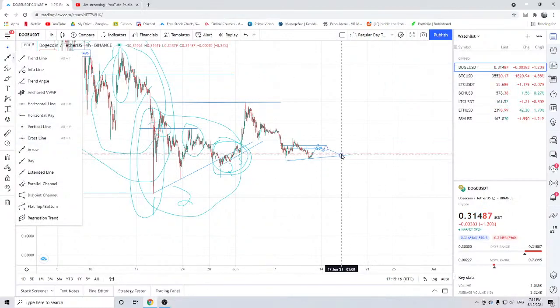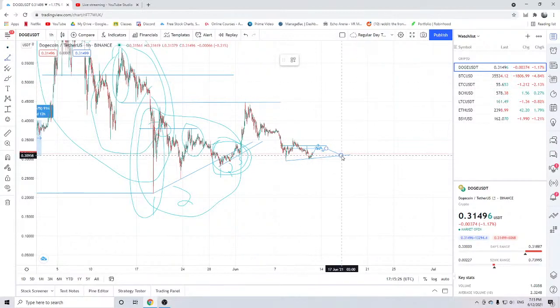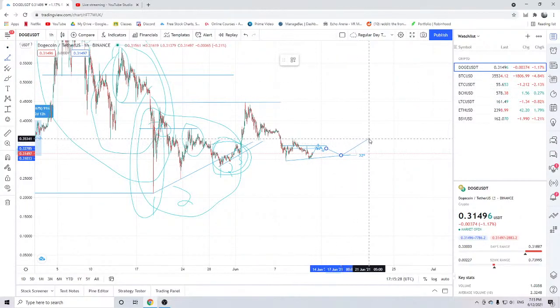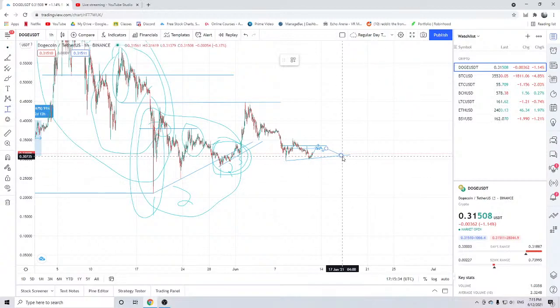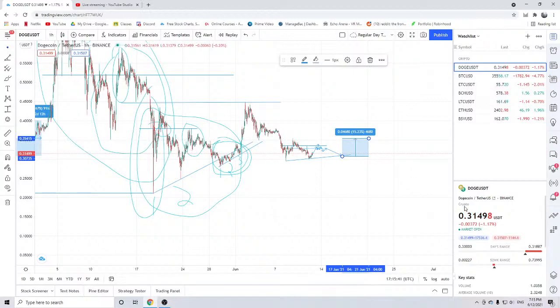So after it goes down kind of a lot, it's just going to kind of rally. No, not rally, just go sideways. And let me trend angle. And then it'll go up all the way to here. So let's see how much money you would make if that would happen. Whatever percentage, 15%, that's not too bad.